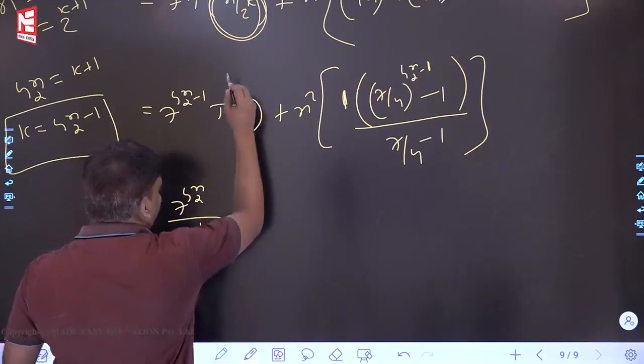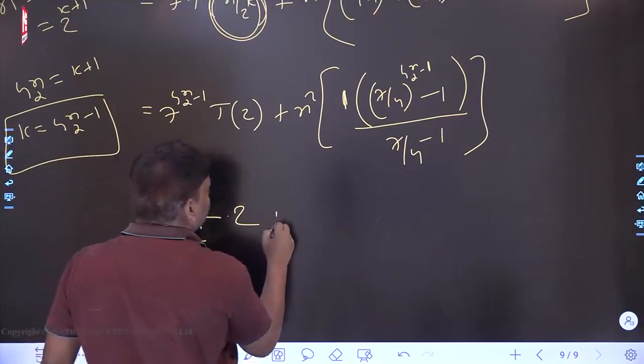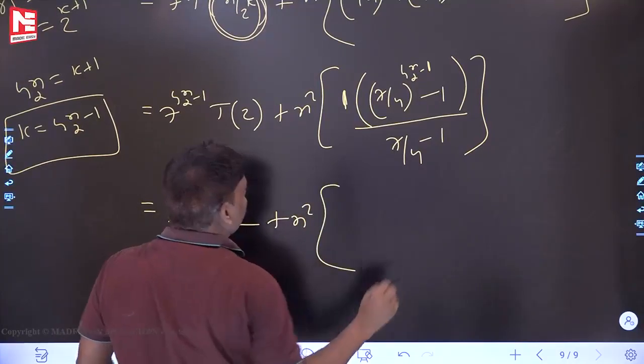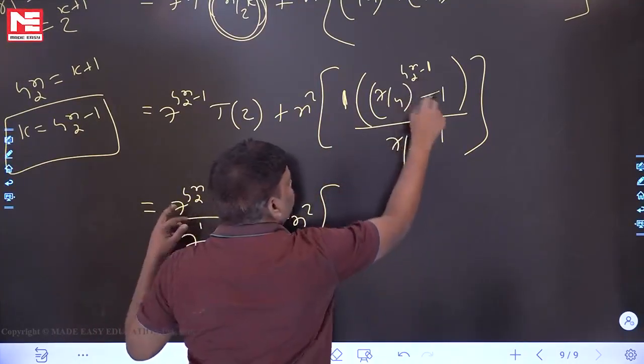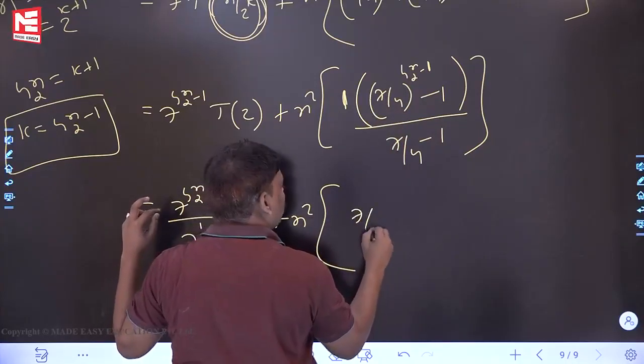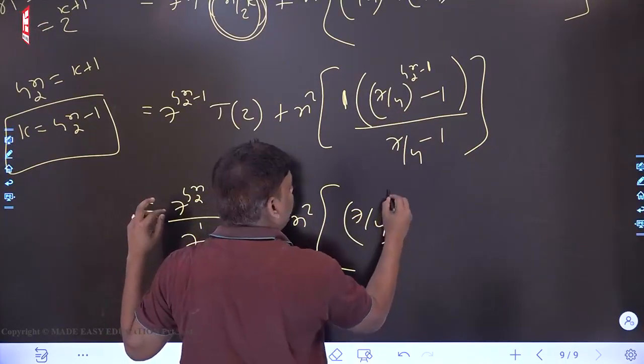What is the T of 2? Some constant there, plus n square into the summation. Solve this, simplify this one. If you simplify, forget about the small constant, it will become 7 by 4 whole power log n.